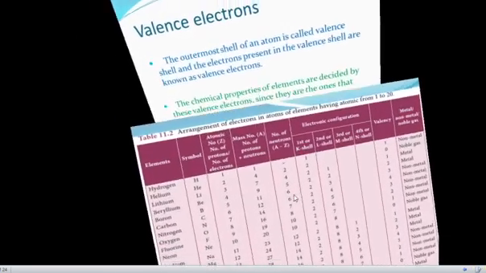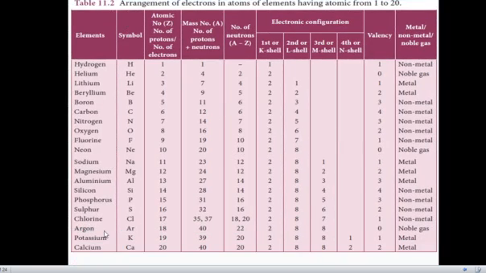Here I have listed the first 20 elements in a table: hydrogen, helium, lithium, beryllium, boron, carbon, like that. The atomic number is also given. The atomic number is equal to the number of protons or the number of electrons, which is also given here. The mass number is given too. If you subtract the atomic number from the mass number, we get the number of neutrons. The electronic configuration of the elements is also described here. Based on the number of electrons in the outermost shell, we can write the valency, and based on that we can say whether it is a metal, a non-metal or a noble gas.